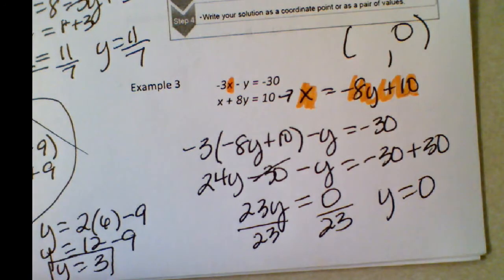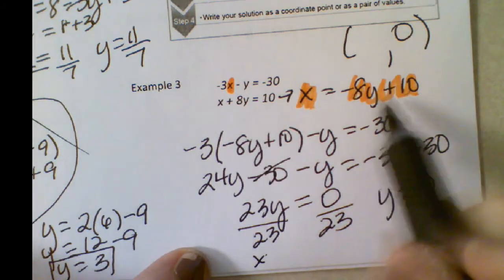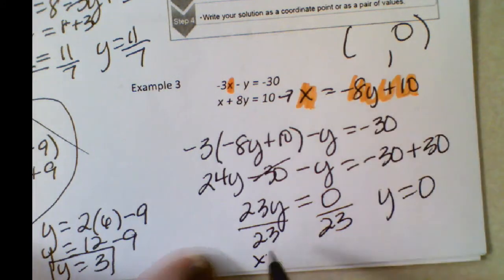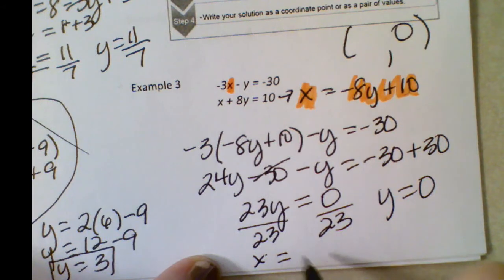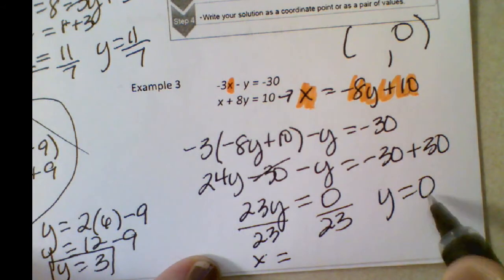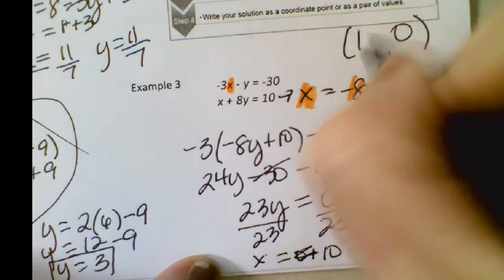Oh, well, x should be pretty easy to figure out now, yes? So we're going to use this here. And x, actually we can use this one that we isolated. It's x equals, what's negative 8 times 0? Plus 10, what's 0 plus 10? 10, so that value should be 10.